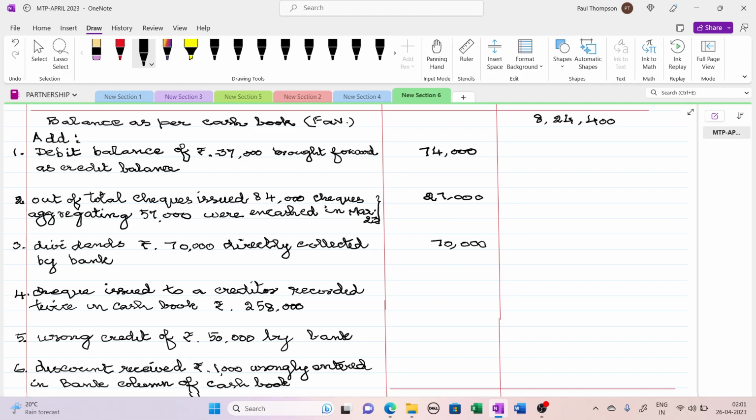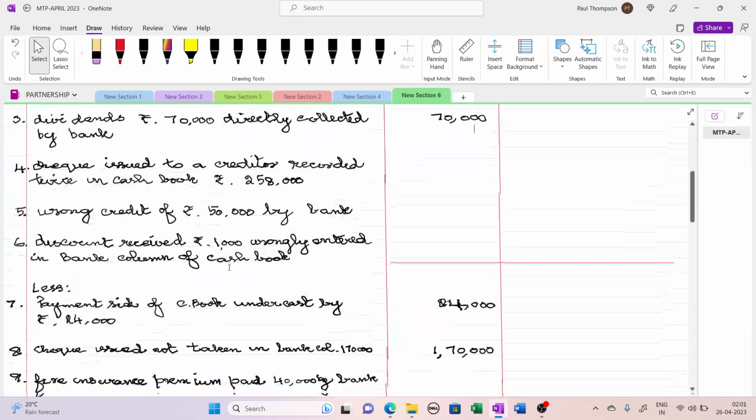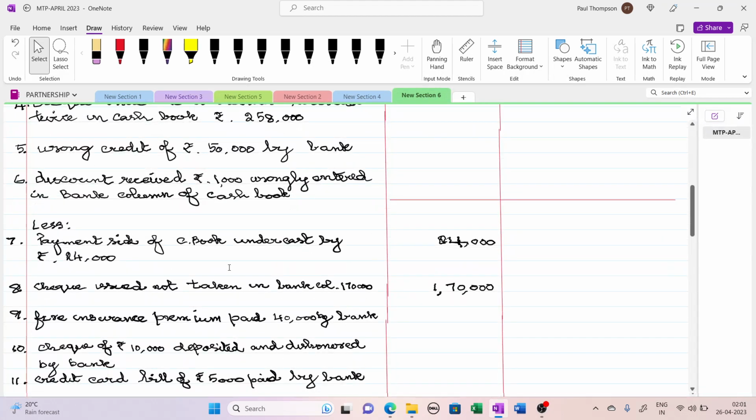Now they have also made a payment of 40,000 for fire insurance premium. Whenever the bank makes a payment, our balance will come down in the passbook. So they have made 40,000 for the insurance premium, so we have to put it in the less column. 70,000 they have collected, so I have added that. Now moving on to the sixth item.